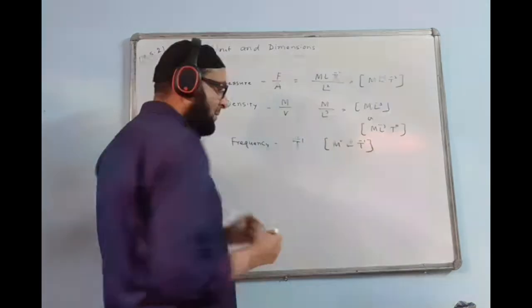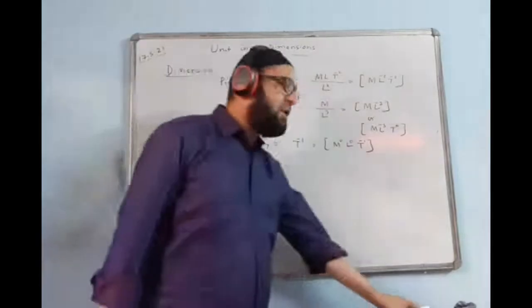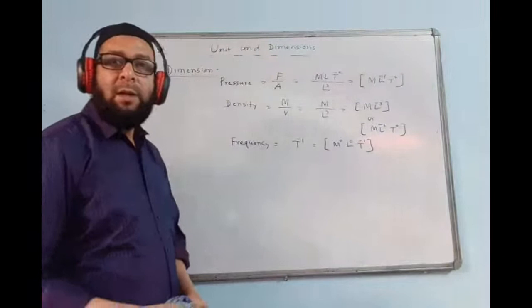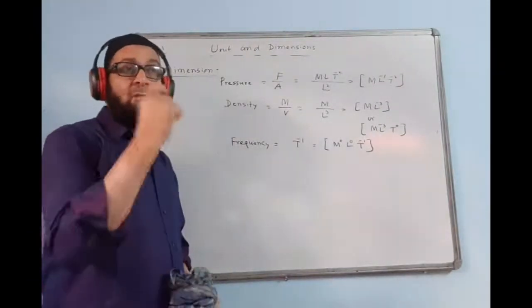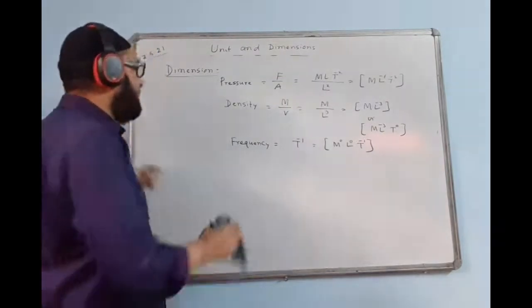I think you have understood this one, how to find the dimension of a particular quantity. Dimension means you understood the meaning of dimension, no? Dimension means expressing a physical quantity in terms of the powers, the exponents, of fundamental quantities. That is called dimension.